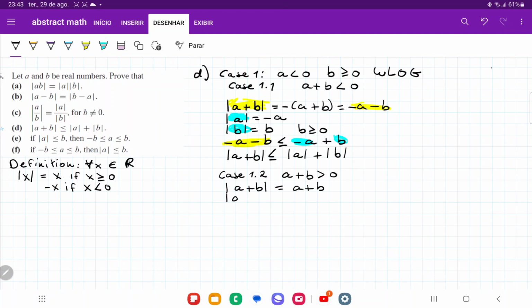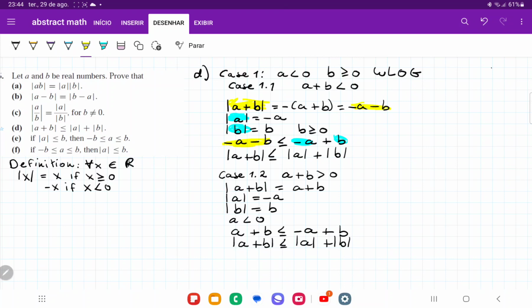And then the absolute value of A is going to be equal to minus A, and the absolute value of B is going to be equal to just B. And so we have that A is less than 0, so A plus B is less than or equal to minus A plus B, because if A is negative, minus A is going to be positive. So this is definitely true. And therefore, we can say that the absolute value of A plus B is less than or equal to the absolute value of A plus the absolute value of B.